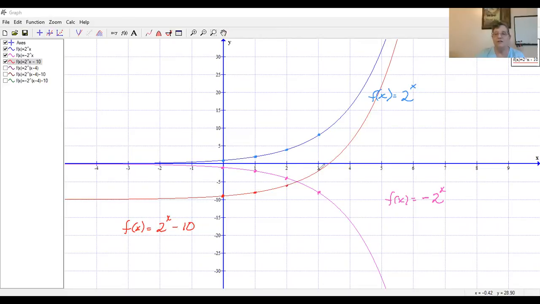This is a distance of 10. This is a distance of 10. From here to here is 10, and so on. So the entire graph has been dropped down 10 units.